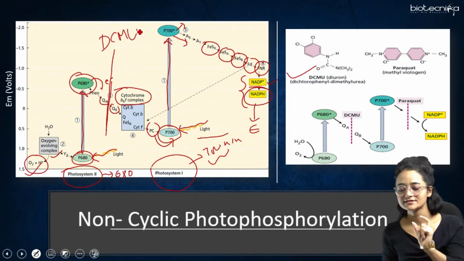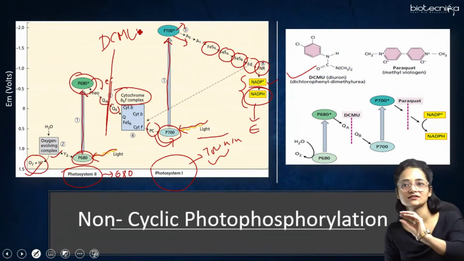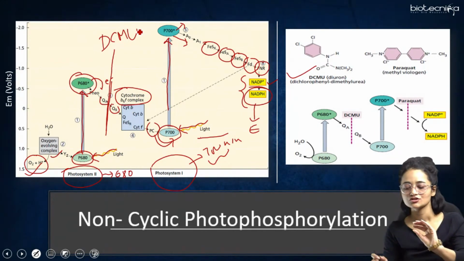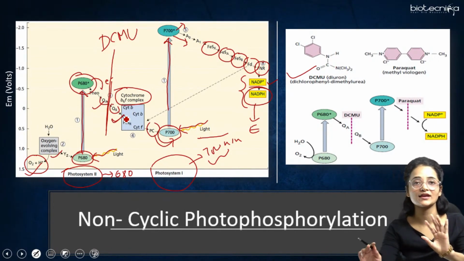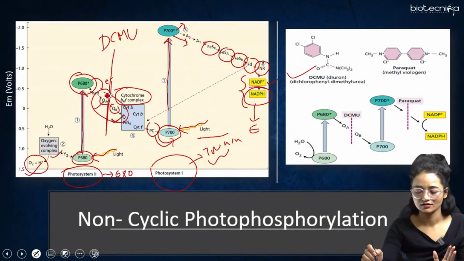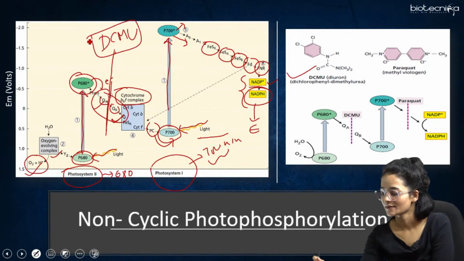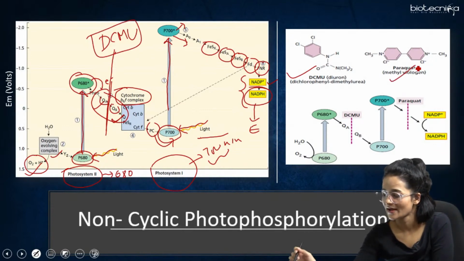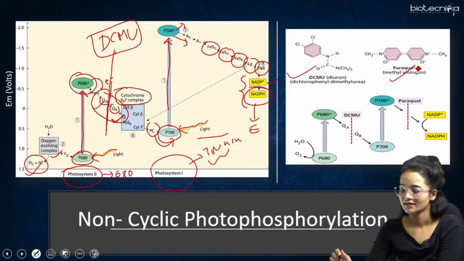Here you can see that QA is the electron donor and QB is the electron acceptor, right? So QB is getting reduced and QA is getting oxidized. So in between this electron transfer, the DCMU acts, right? And another is the paraquat. This is another inhibitor which basically acts in between FeSa and FeSb.